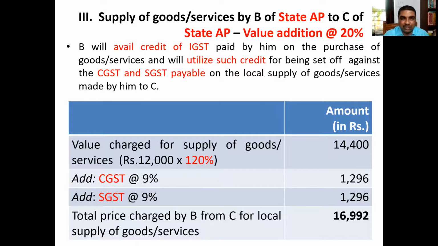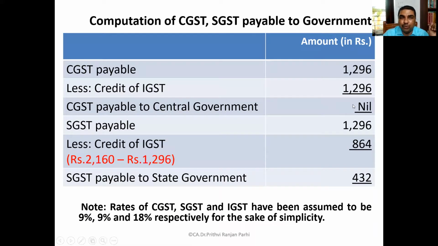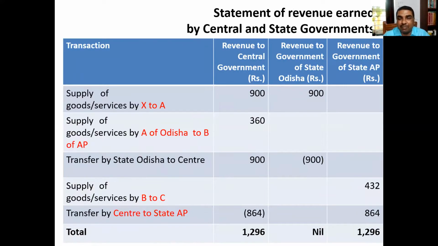So if you see this picture, again, goods are sold at 14,400 as the taxable value. CGST is charged, SGST is charged. This CGST, SGST can be paid by utilizing input tax credit. When you utilize IGST, we find CGST is fully adjusted. And to the extent SGST is there, only 864 rupees is available on IGST. So that has to be paid by utilizing IGST. Now this 864 rupees has to be paid by the center to the state, so that the state's revenue is not getting affected.